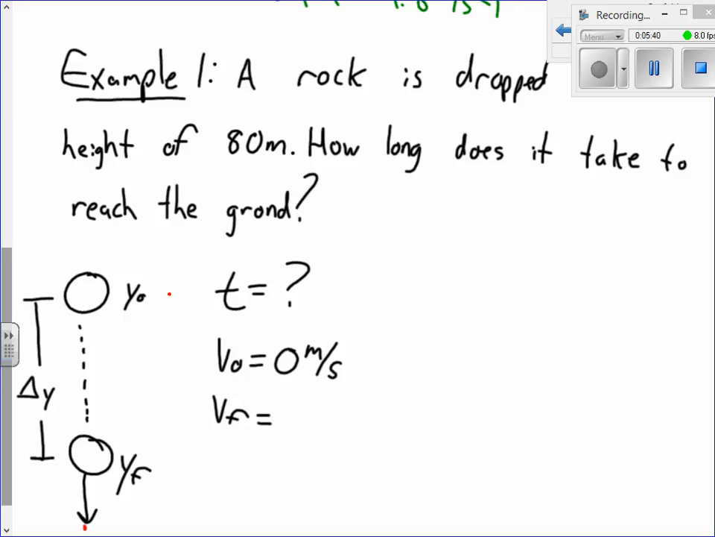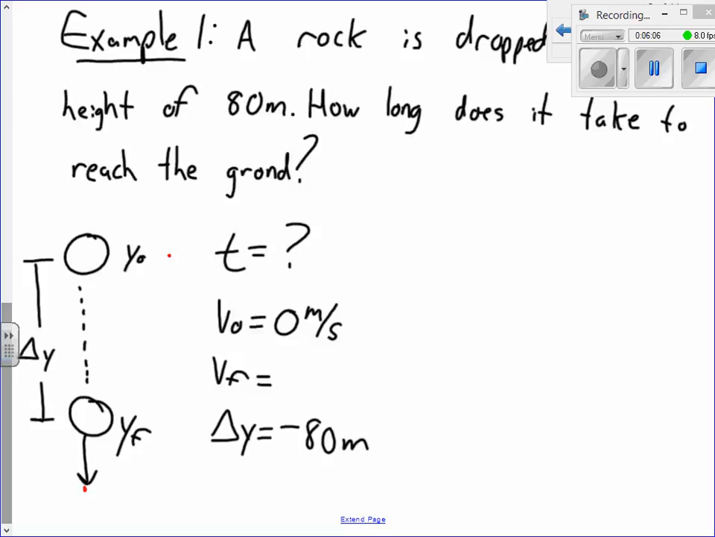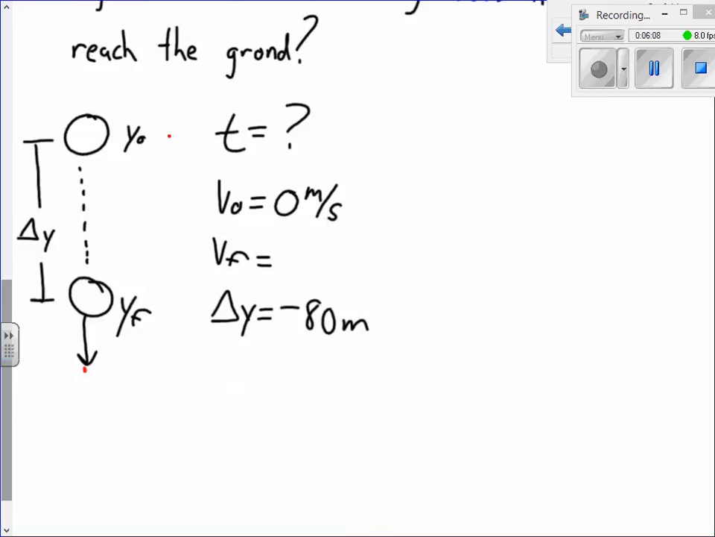Our change in y is going to be negative 80 meters. You might be wondering why the negative is there. Generally, if you have an object that moves downward, it's going to have a negative displacement because it goes from a positive position to a negative position. So it drops quite a bit. The displacement is negative.